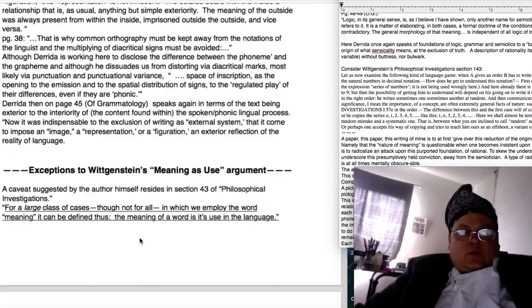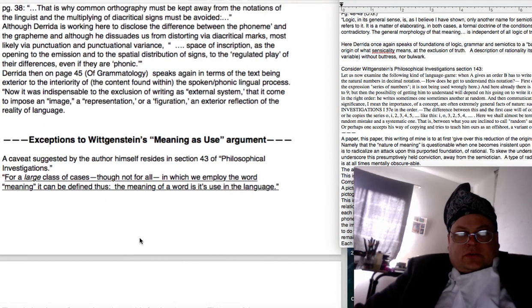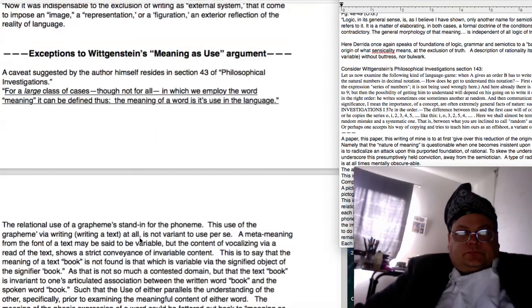Quote, "Now it was indispensable to the exclusion of writing as external systems that it come to impose an image, a representation, or a figuration, an exterior reflection of the reality of language."